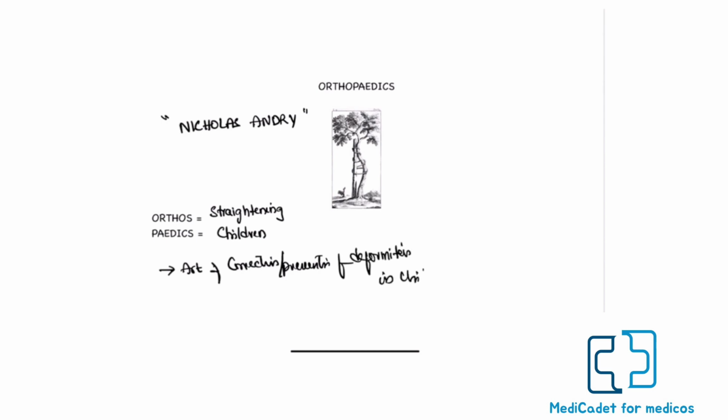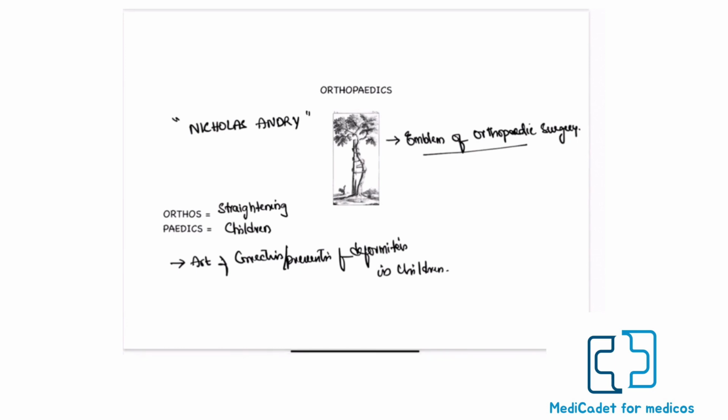And if you can see the image on the screen, this is accepted as the emblem of orthopedic surgery. What does that define? You see a crooked tree, which signifies the crooked limb or the deformed limb, and then this is supported by a stick and a rope. That means it is splinted. So it again explains the correction of the deformity, right? So that is the meaning of orthopedics, right?